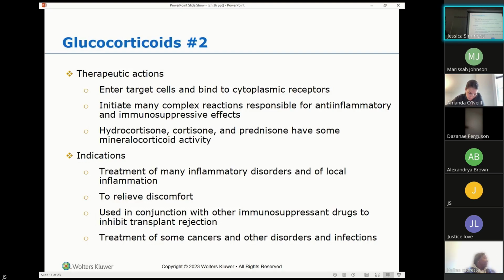The indications include treatment of many inflammatory disorders and of local inflammation to relieve discomfort, used in conjunction with other immunosuppressant drugs to inhibit transplant rejection. This is super important for your patients that have had an organ transplant. What is one of the most important things for patient education? Medication compliance. Medication compliance is everything when it comes to organ transplantation, because that's the only thing stopping their body from rejecting that organ. And then treatment of some cancers and other disorders and infections.